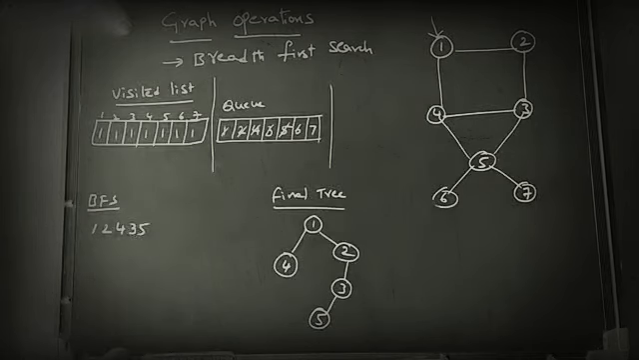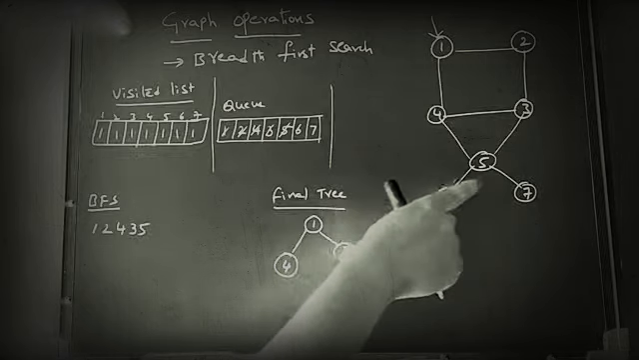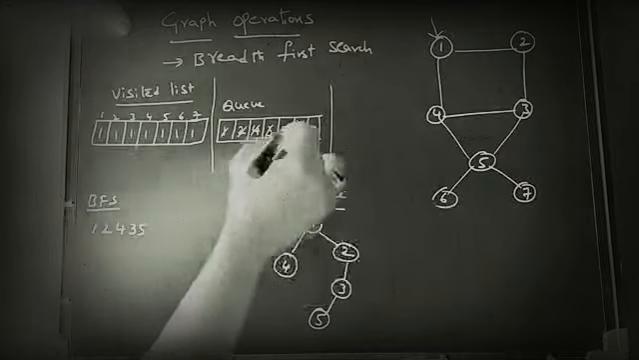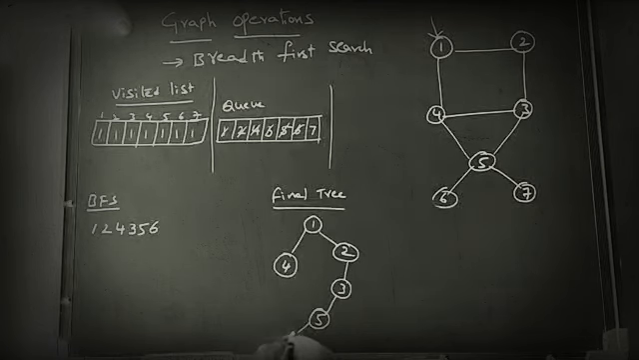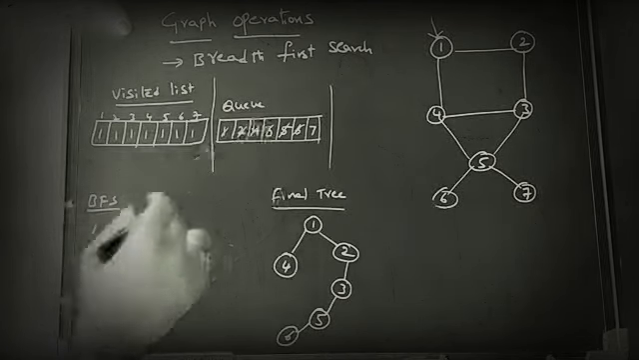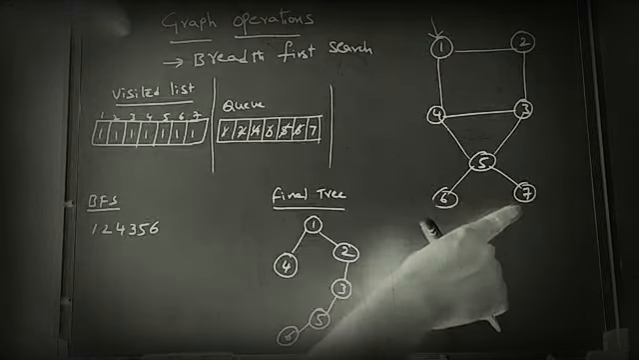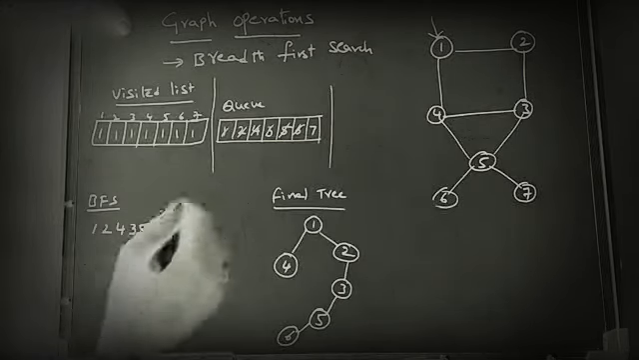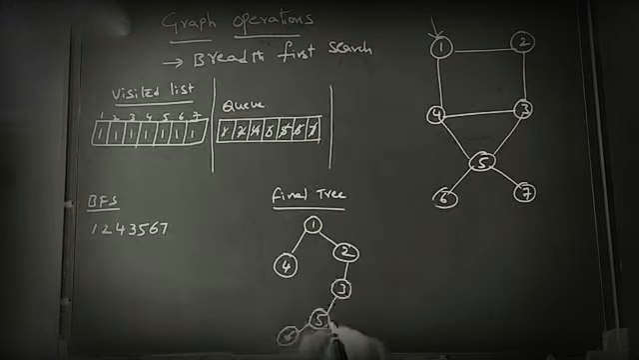Next, 6 is the next element. Is there any adjacent node of 6? Yes, 5 is there, but 5 is already visited. So there are no new unvisited nodes. So 6 is simply removed. Where is 6 located? Here. Next, the last element in the queue is 7. Does 7 have any adjacent nodes? Yes, 5, but 5 is already visited. Don't visit the same node again. So remove it from the queue and store it here. 7 is connected in the graph to 5.